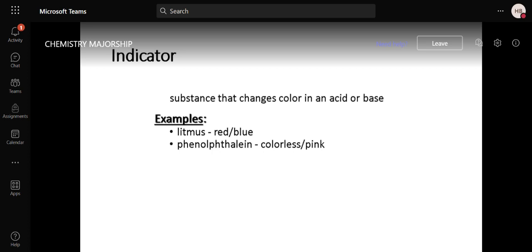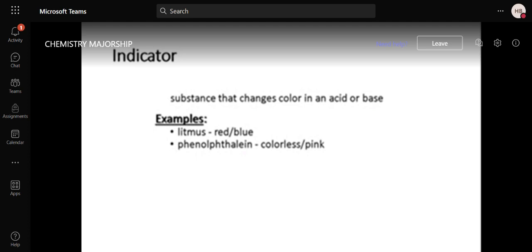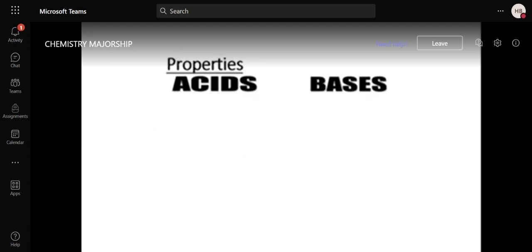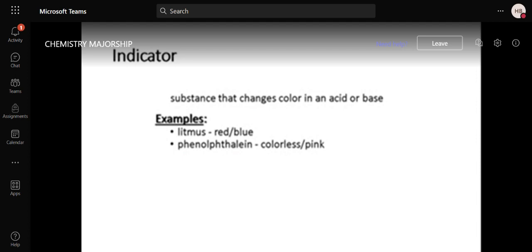In the purest form, yung wala pang halo, dapat talaga colorless yan, phenolphthalein. Okay, tapos magbabago na siya ng kulay pag na-expose sa acid or sa base. Okay, sa acid pala, wala siyang change. Si phenolphthalein. Pero, sa base, magiging pink si phenolphthalein. Okay. Kaya litmus naman.